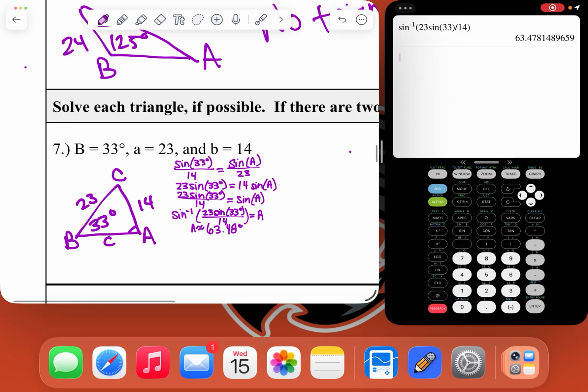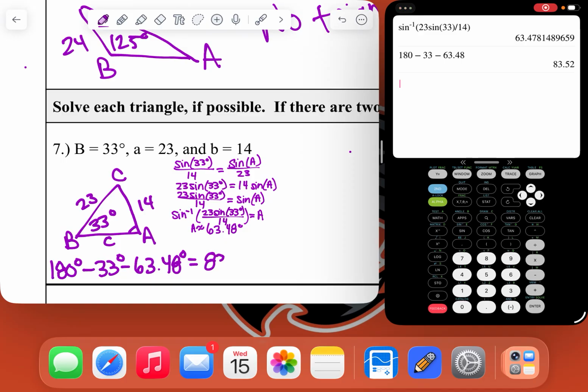Okay, so then to find angle C, we can do 180, since all three angles in a triangle add to 180, minus the 33, minus 63.48. So we have 83.52 degrees.